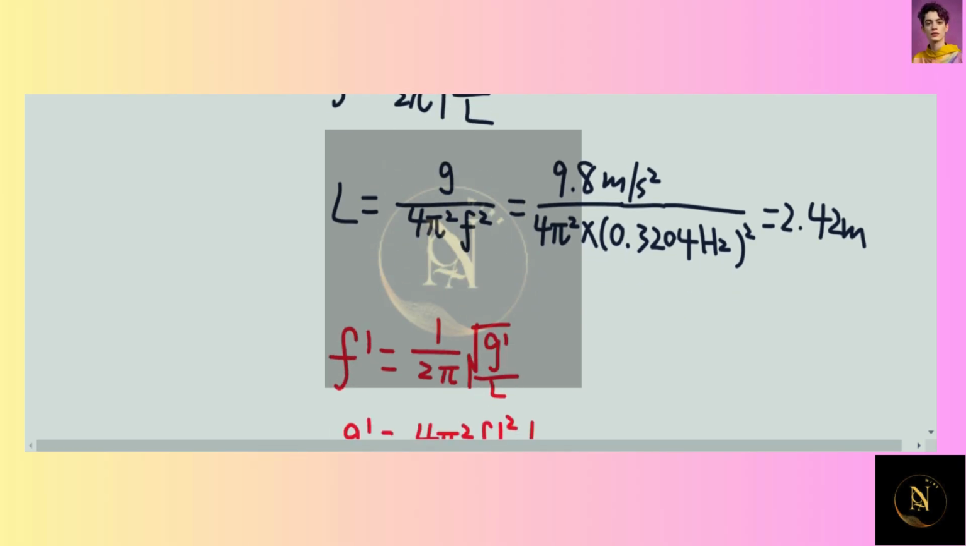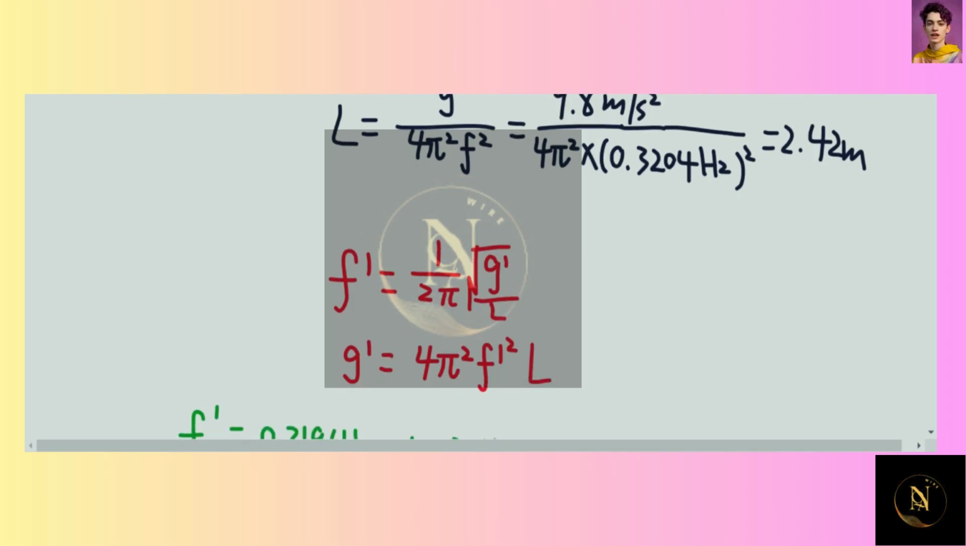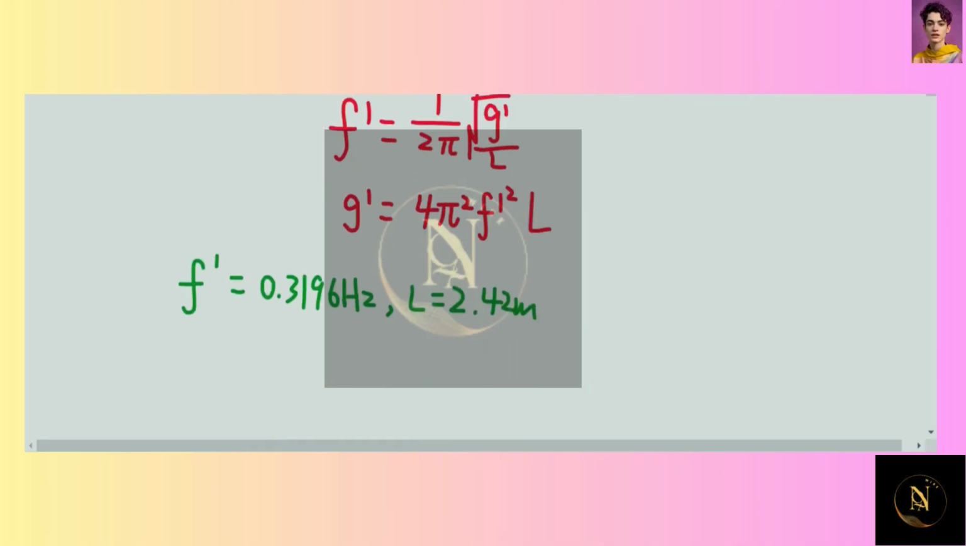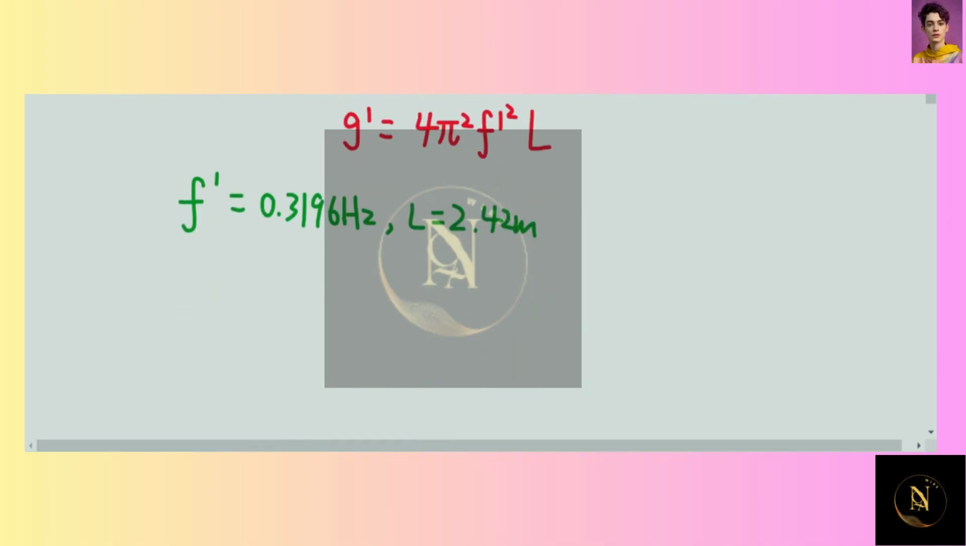And now a new frequency was assigned to us, which is 0.3196 hertz. Okay, so therefore we know f prime can be equal to 1 over 2 pi times square root of g prime over L. So the new acceleration here, g prime, should be equal to 4 pi squared times f prime squared times L. So we know the length of the pendulum is 2.42 meter and the new frequency is 0.3196 hertz.